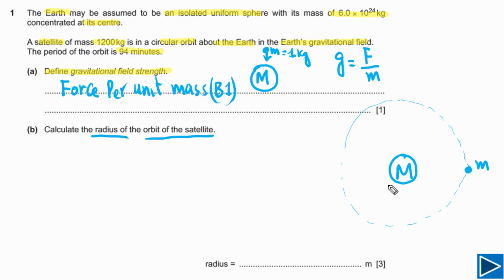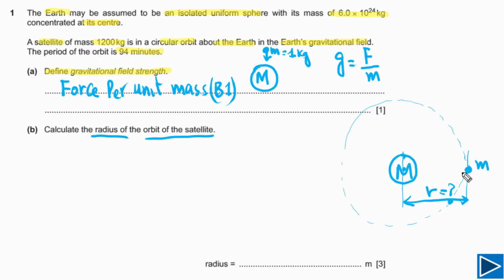The question is asking us to calculate the radius of the orbit. Radius of the orbit means this is the distance between the centers of these two bodies. Let's say the distance is equal to small r, and this is the radius of the orbit. This is what we need to calculate. The question is asking us to calculate the value of this radius.